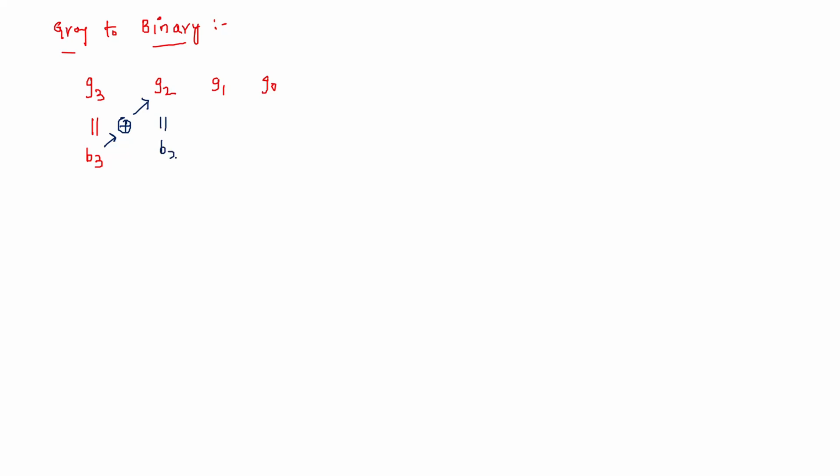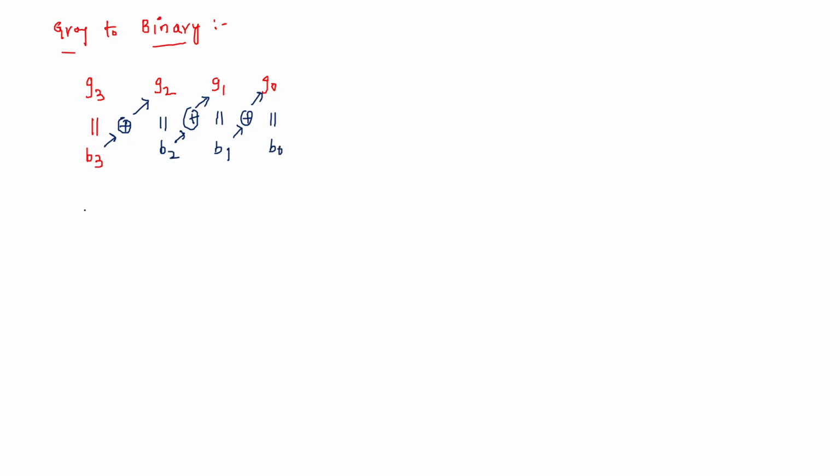Then I am getting B2 here. Again, B2 with G1, I am doing the exclusive OR operation, then I get the binary value B1. Again, do the exclusive OR operation between B1 and G0, and I am getting the B0 value.